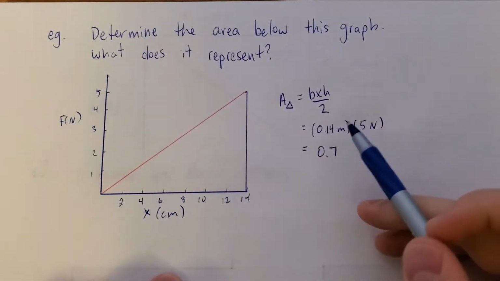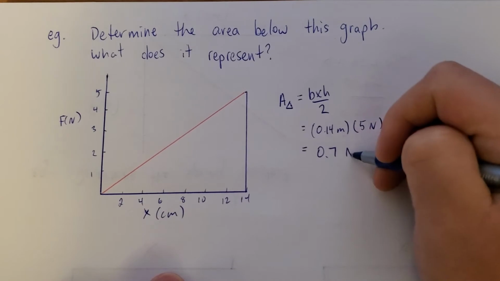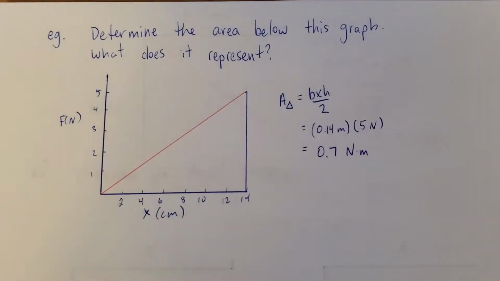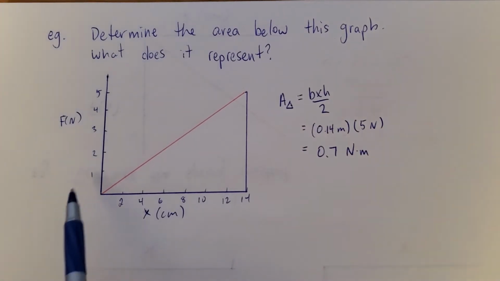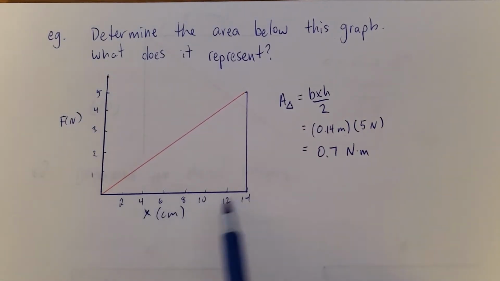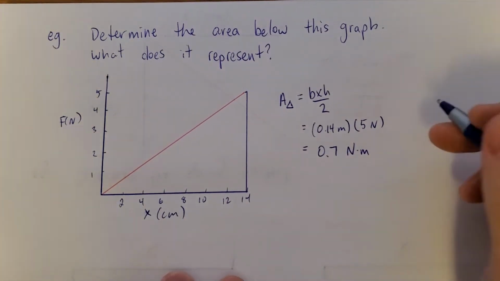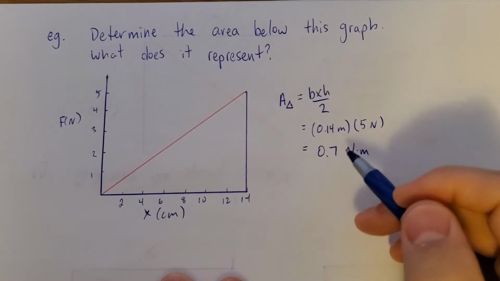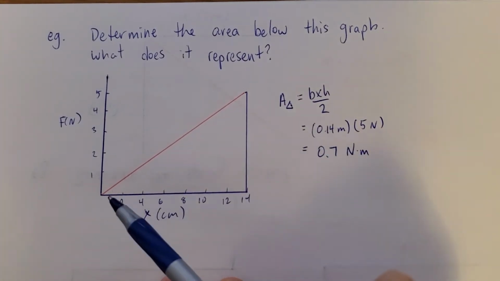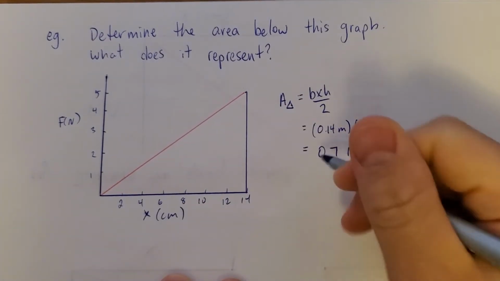Okay. The units here, meters times newtons, I'll call that Newton meters. What does that represent? Maybe it makes sense to think of it this way. It's a force times a displacement. What does that give you? Okay, I'm hoping you're yelling at your screen. It gives you work. Okay, so this is the work done to stretch the spring 14 centimeters.